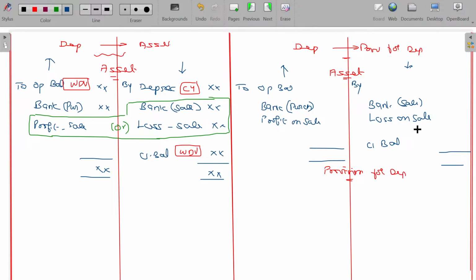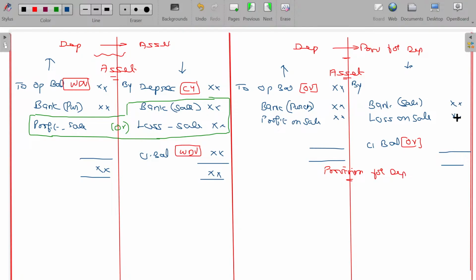Loss on sale. Now the question is, will the depreciation reduce the value of the asset or not? Will the depreciation reduce the balance of the asset or not under this model? Come on. No, it will not reduce, because depreciation is added to the provision for depreciation. So provision for depreciation will be inflated every year. The asset will appear at its own original value. Opening value of the asset as well as closing value of the asset are all shown at original value.